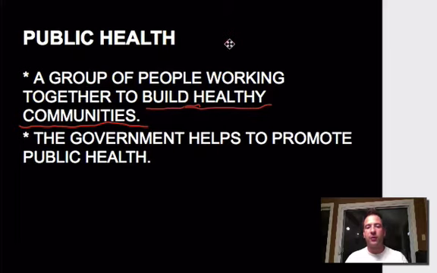So really, if we look at public health, we can just say, what's the responsibility of individuals for public health? Is it just the government's responsibility? No, it's the responsibility of every individual. So I'll just write that really quick. Every individual.